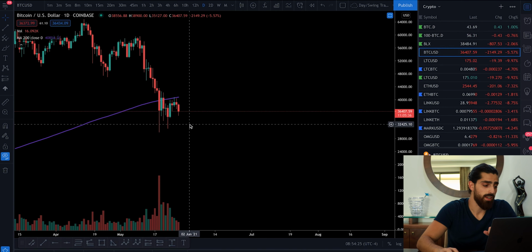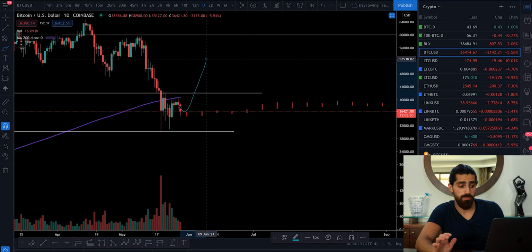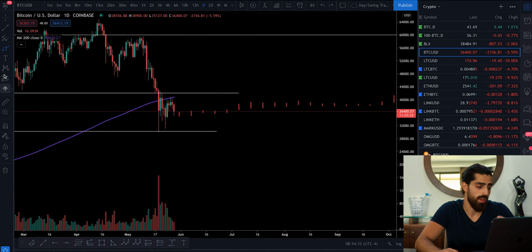Now, definitely this is not guaranteed. We might see something like this where we can flip and just go upwards like that. Is it gonna happen? I don't know. We're gonna have to wait and see and wait for confirmation.